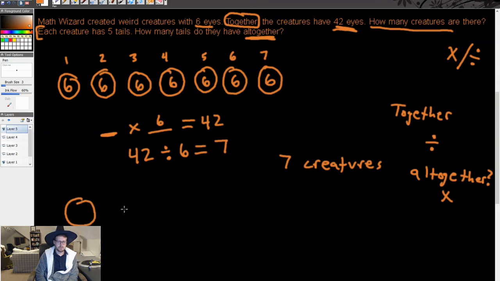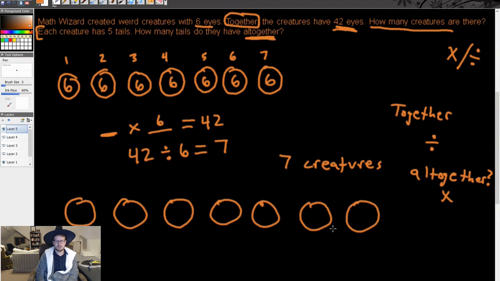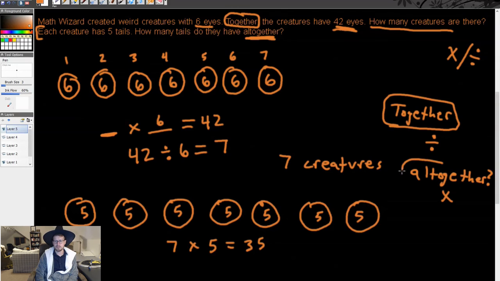So let's draw my 7 creatures here. 1, 2, 3, 4, 5, 6, and 7. And each of these 7 creatures has 5 tails. 5, 10, 15, 20, 25, 30, 35. Maybe starting off that picture, you could have already said 7 creatures, 7 groups of 5 tails, and just known that. But you could have also used repeated addition here or one of the other multiplication strategies that we have learned. So here were our big 2 clue words for these 2 parts of our problem here. And here are our 2 answers.